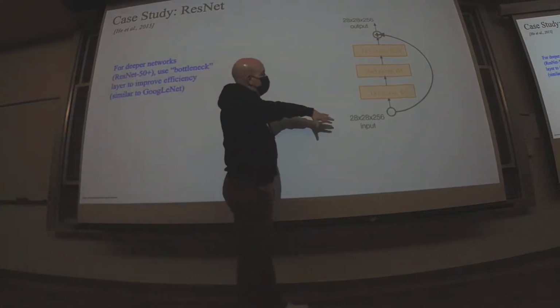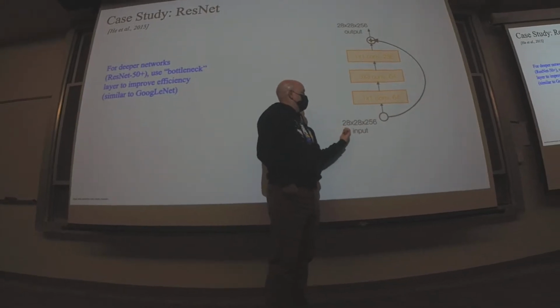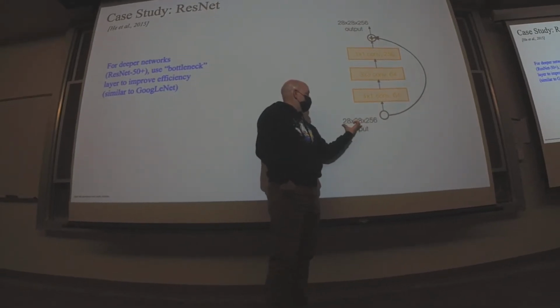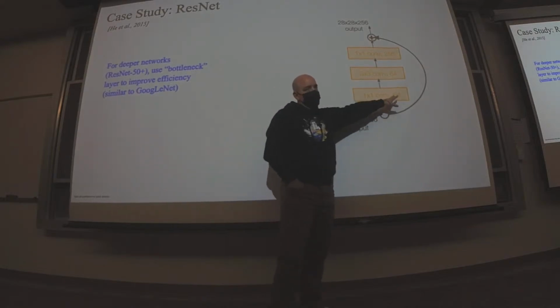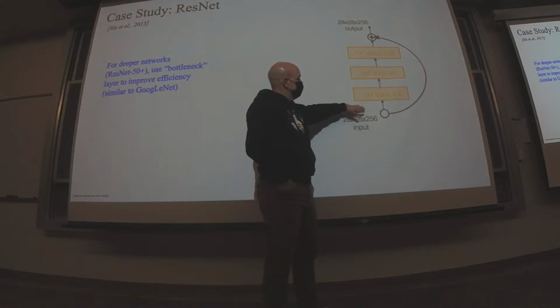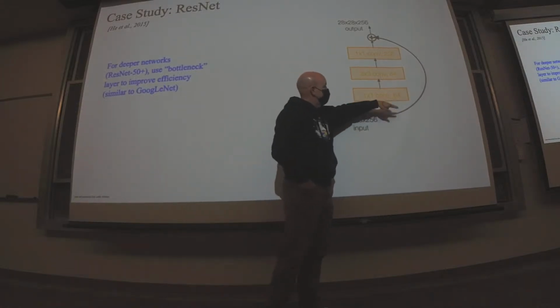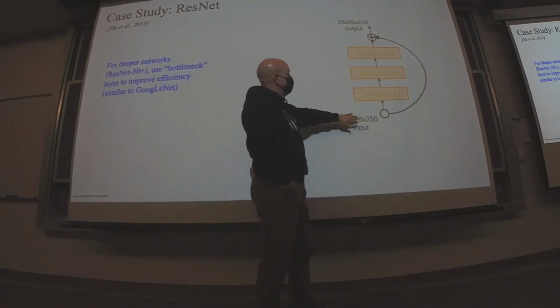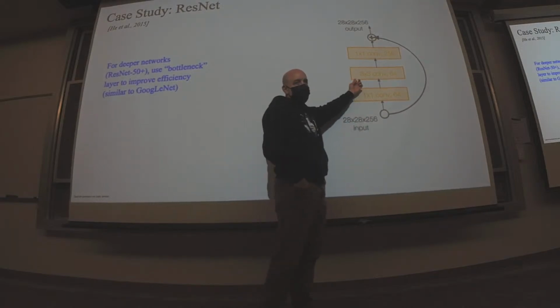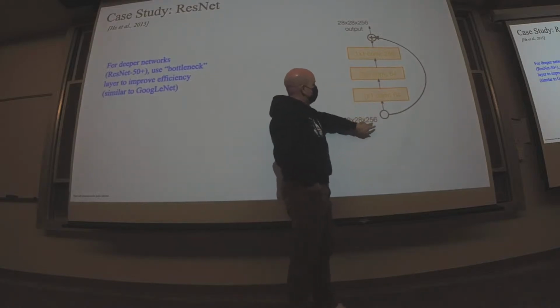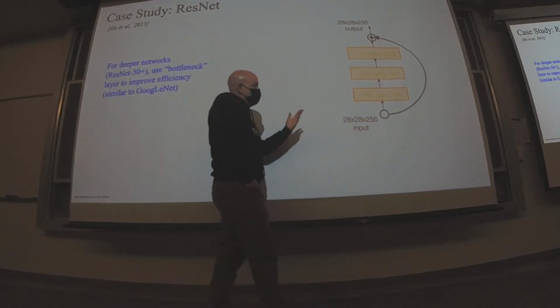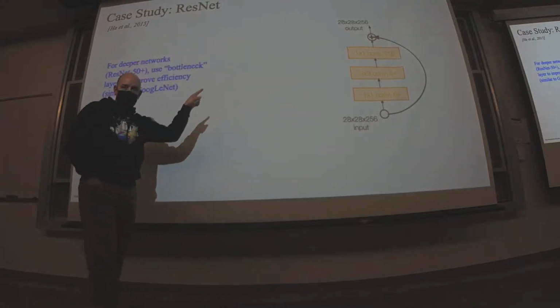So what does that mean? Here's an example. Let's say the current input feature map is 28 by 28 by 256. What we typically do is use one-by-one convolutions to go to a fourth of the number of filters. That's why you're going from 256 to 64 here, because 64 is a fourth of 256. Then we do the 3 by 3 convolution, and then we use one-by-ones to go back to however many filters we had, in this case 256. And then we skip around all of that.